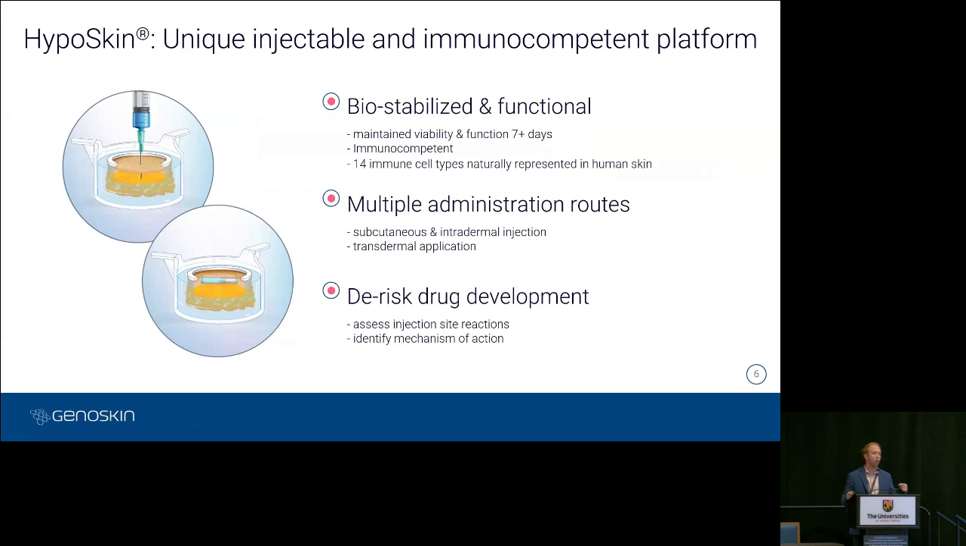And you can test multiple routes of administration. We do a lot of sub-Q because most of the drugs are going sub-Q, but we can do intradermal or transdermal as well. And what we are doing from a business perspective on a daily basis is assessing the risk of a molecule, before going into phase 1, of triggering injection site reactions in patients.